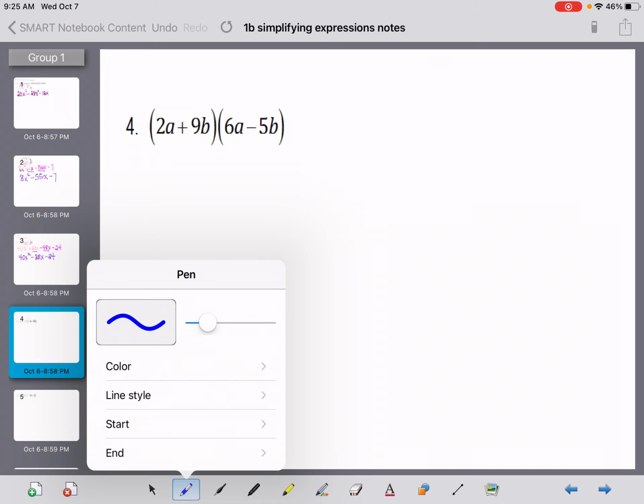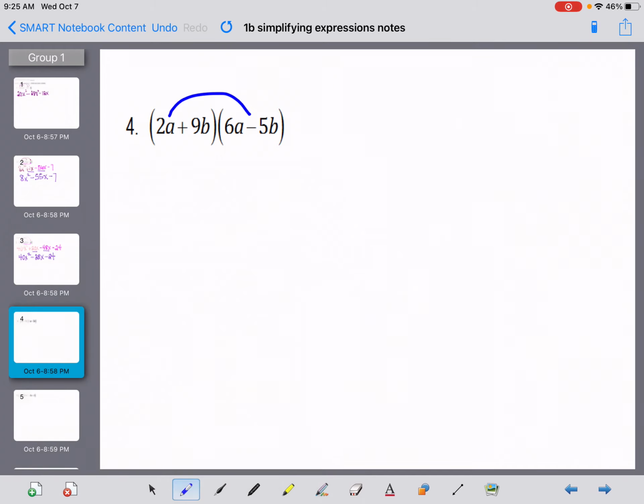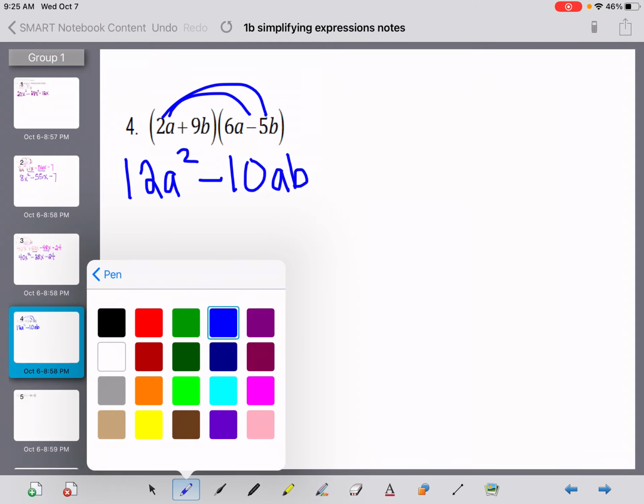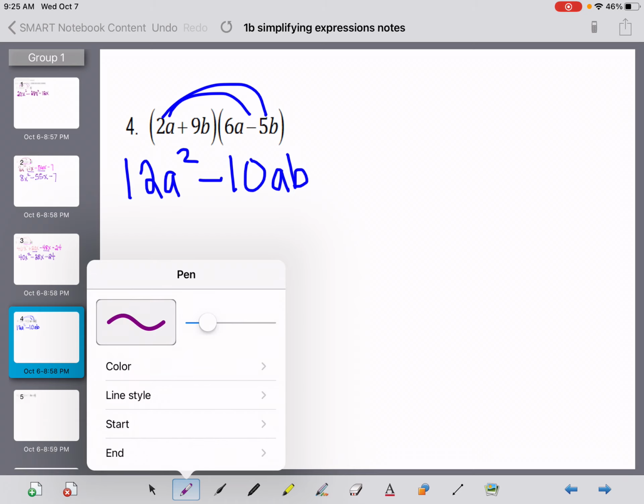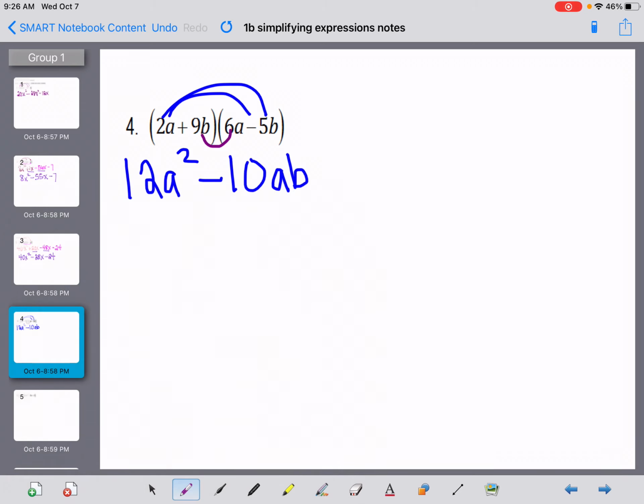If we take a look at this, what we're going to do is distribute the 2a. So 2a times 6a is, 2 times 6 is 12, a times a is a squared. 2a times negative 5b. Well, 2 times negative 5 is negative 10, and then we have ab. Then we're going to distribute again the 9b. So 9b times 6a, it's positive 9b times positive 6a, which is positive 54ab.